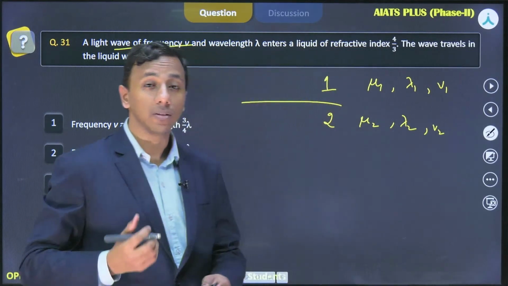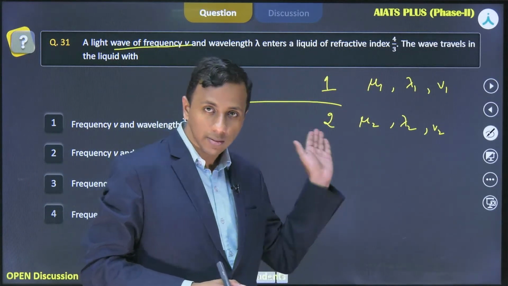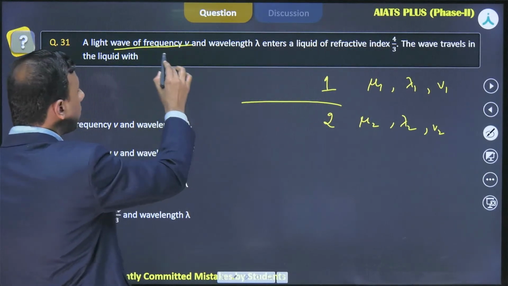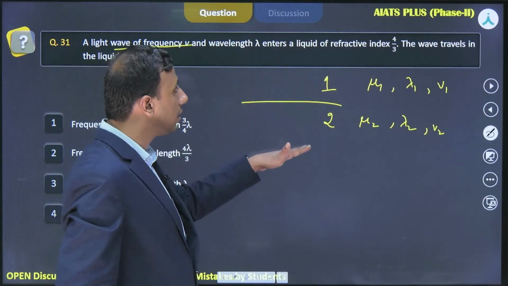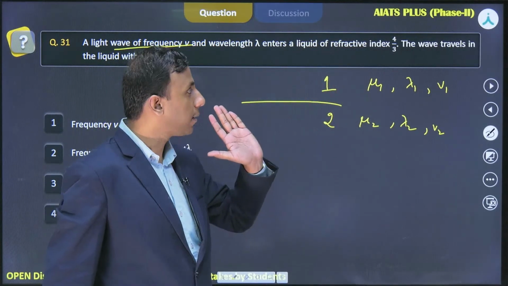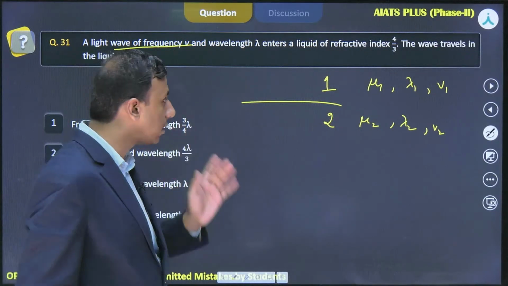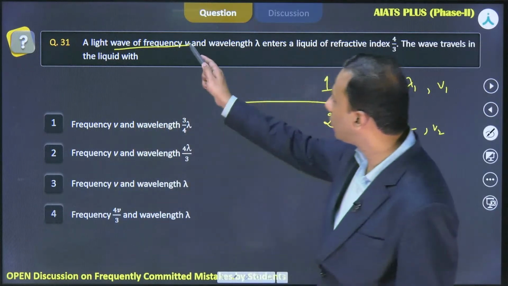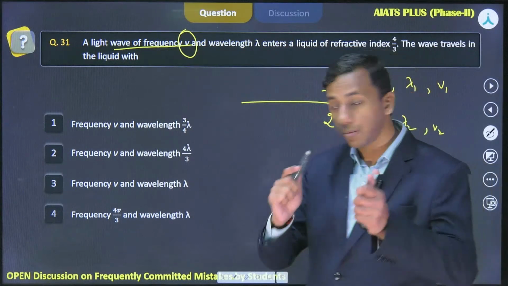But what about frequency? Will frequency also change when it goes from one medium to another? Let's say it undergoes refraction, right? If you see, read the question. Light wave of frequency nu and wavelength lambda enters a liquid of refractive index 4 by 3. And the wave travels in liquid with, so the new wavelength etc. they are asking. And they are also talking about frequency as well, if you see over here. Because initial frequency is given as nu. So will frequency change? It won't change.